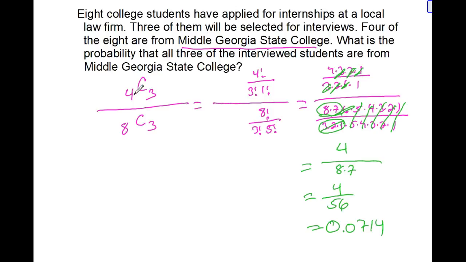Notice I selected those from Middle Georgia State College. I had 4 of them, and I was selecting 3 of them. I could do this with multiple items that I've selected even. I just multiply the numerator. On the denominator, I had my entire group, 8, and I was selecting 3 of them.